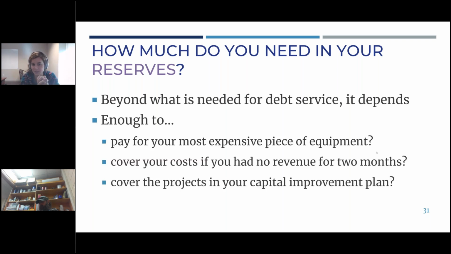Do you want to set aside enough money to pay for your most expensive piece of equipment? Being kind of maybe on the lower end, covering your costs if you had no revenue for 2 months, covering the projects in your capital improvement plan. These are kind of like the risk questions that are typically very specific to the utility itself. So what risks is your utility subject to, and what is the general appetite for risk? And that's typically what we recommend whenever utilities are thinking about reserve funds, is just have that conversation, understand what the priorities are, and make sure that the money that you're setting aside is reflective of those priorities and the relative risk of the utility itself.